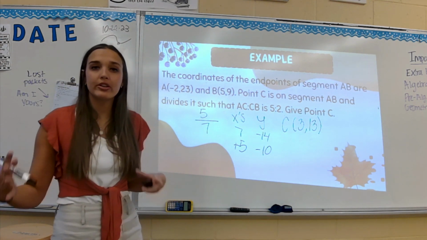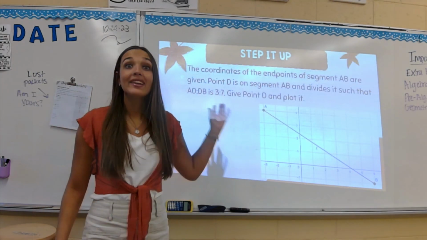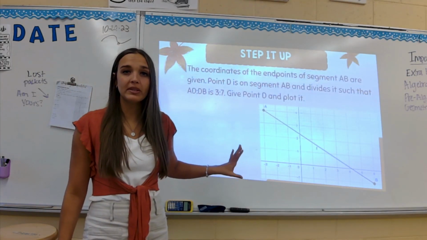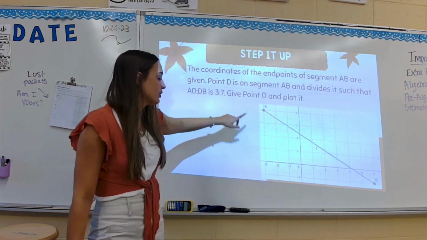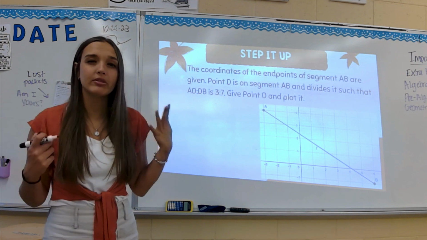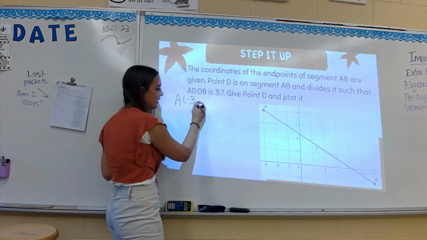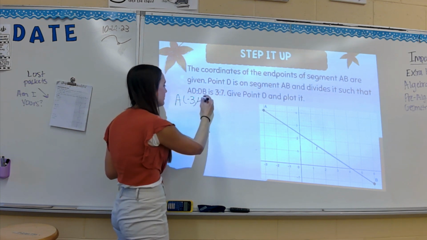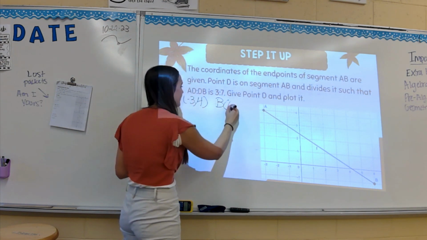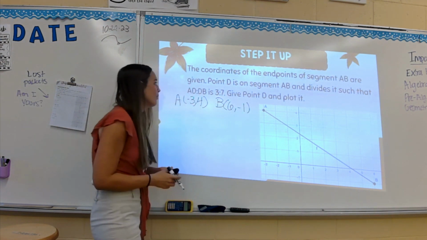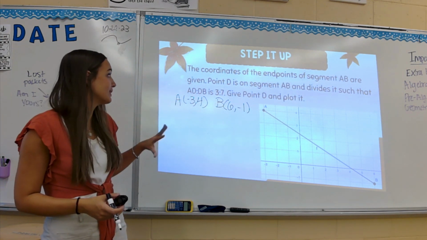Let's try one more where we're going to use some decimals so you can see how we would complete something like that. Now for this problem, we're given a graph, so it's a little bit different. We're not given the points, but they're telling us what ratio we have here. So let's first find the points so we're able to see what we're working with. A is negative 3, 4, and B is 6, negative 1. And they want it in the ratio 3 to 7. That's where our point D is going to be.